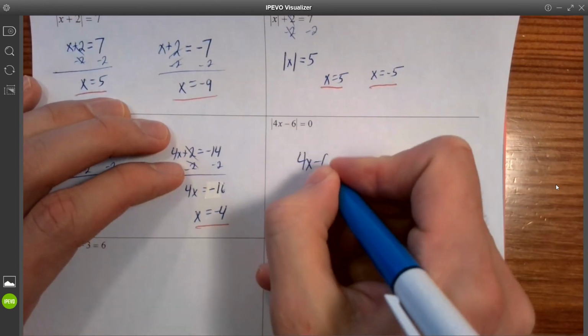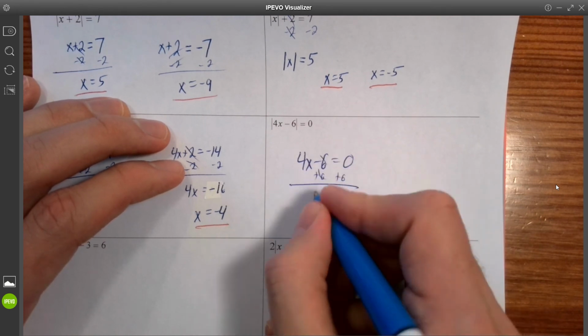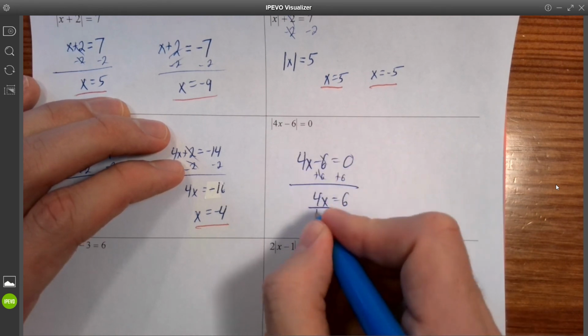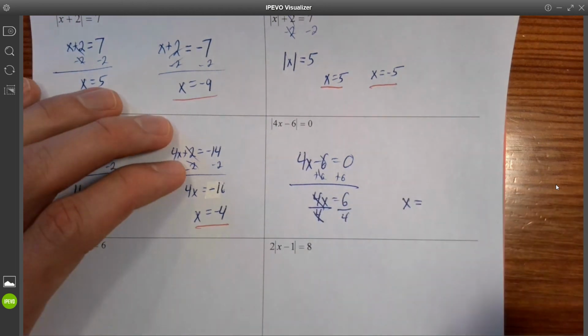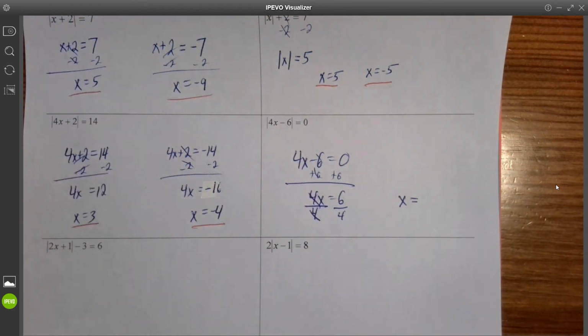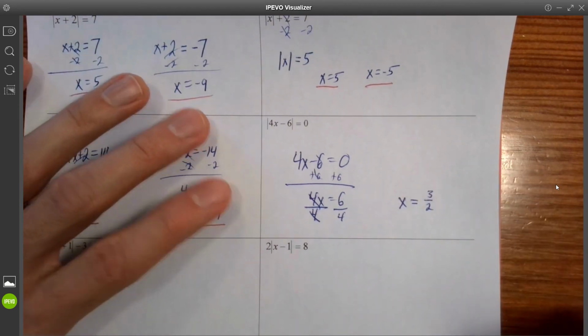So 4x minus 6 equals 0. Well, we'll add 6 to both sides. Cancel those. 4x equals 6, and we'll divide by 4. And so x equals, well, 6 over 4. You can't divide it. You type it in your calculator, you get 1.5. Do that if you want to. I'm going to call it 3 halves. That reduces. And that's it. And that's all I can do.